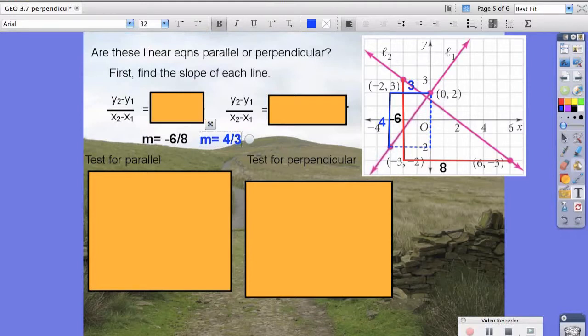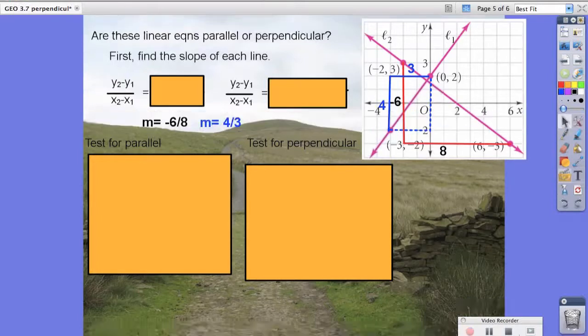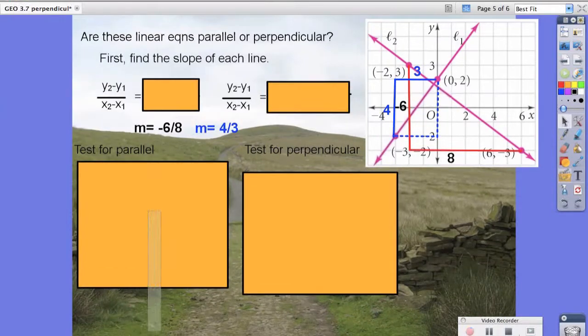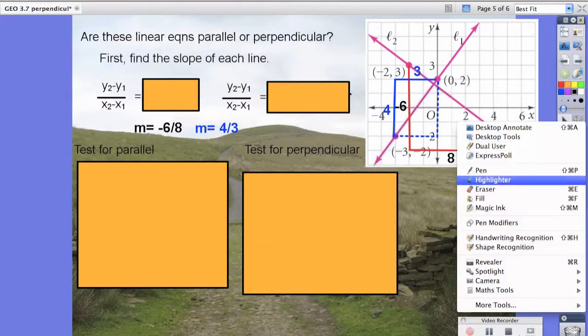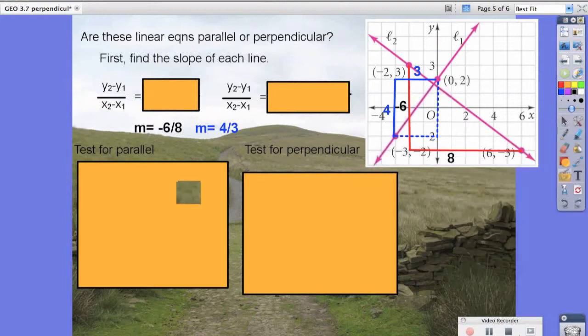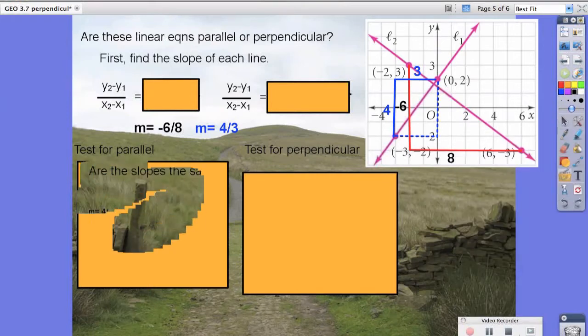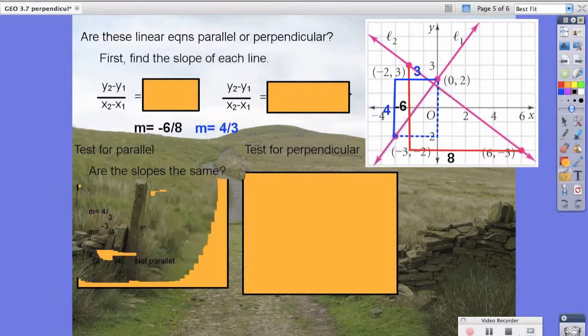So notice that the lines are not the same. Because they're not the same, we can say that they're not parallel. So, are the slopes the same? Nope, they are not. Therefore, they're not parallel.